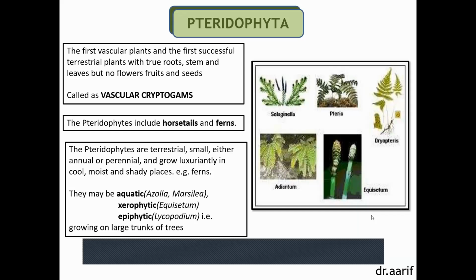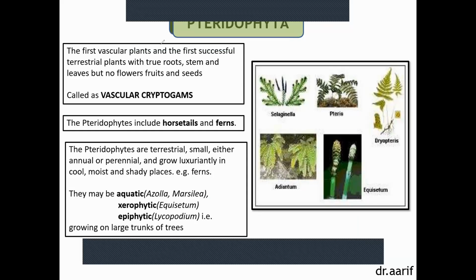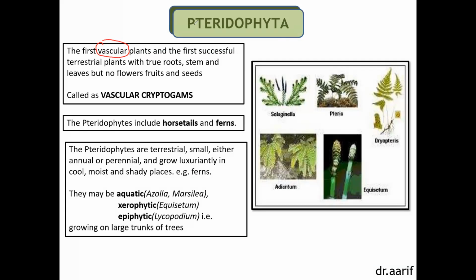Plants include pteridophytes. Okay, pteridophytes. So first of all, what is the very important thing related to the pteridophyte? The important thing is this: pteridophytes are the first lower plants to show the vascular nature. Okay, vascular nature means what?